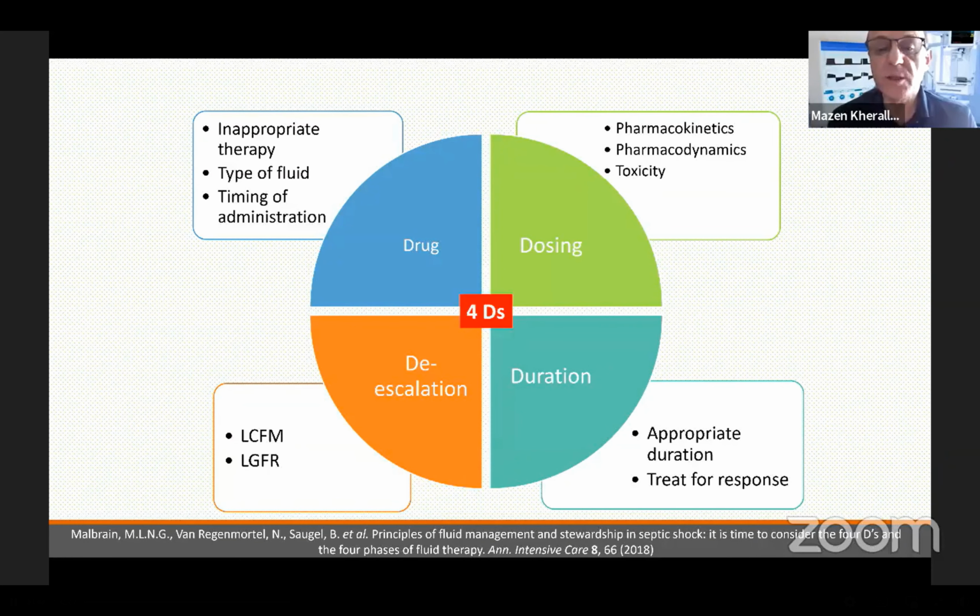And like any other medication, if we consider fluid a medication, that means we're going to be talking about its pharmacokinetics and pharmacodynamics. And of course, it would have some toxicity, and that's what I mentioned before with the fluid overload syndrome. And for that, fluid would have a duration of use, and it should be an appropriate duration, and this should be guided by some kind of response, and there should be objective measures for that response. And then during de-escalation, we can accommodate what we call late conservative fluid management and late goal-directed fluid removal.